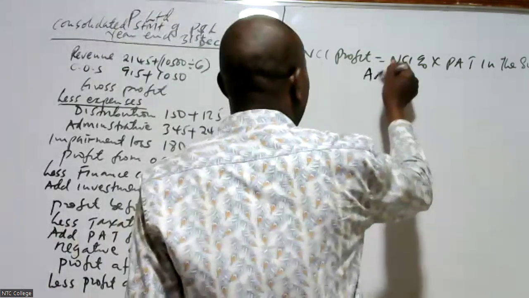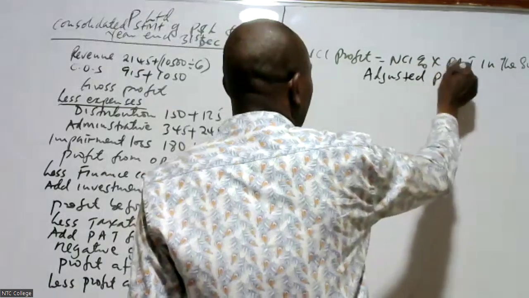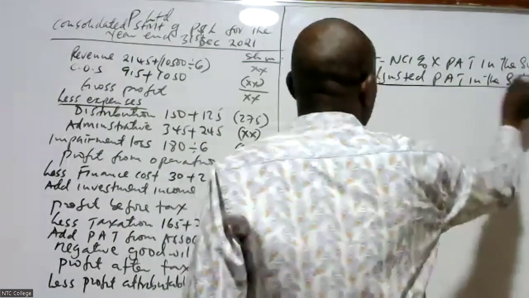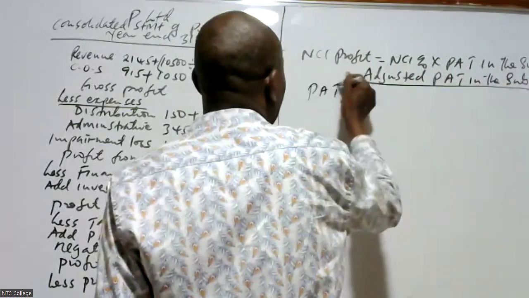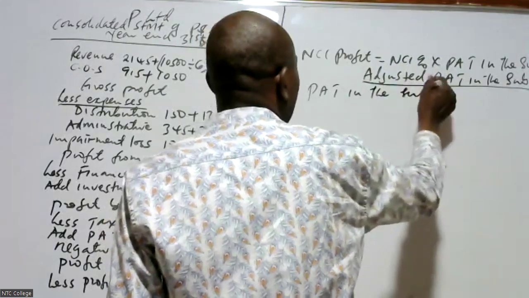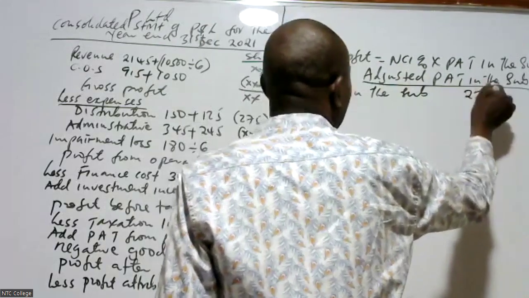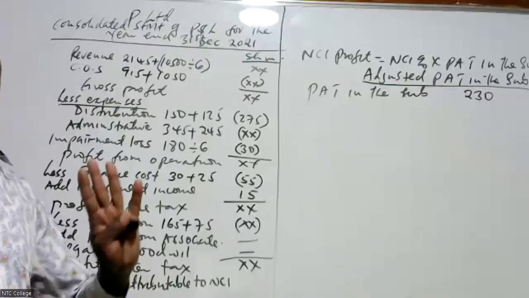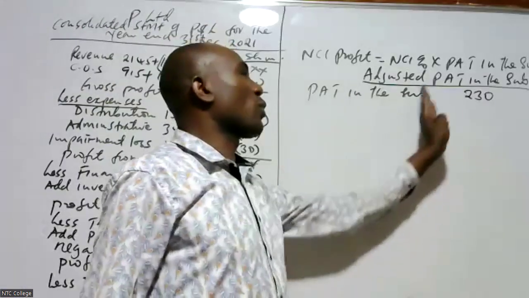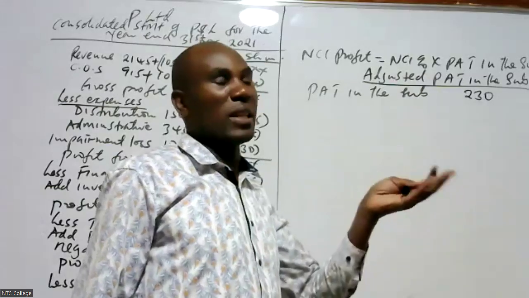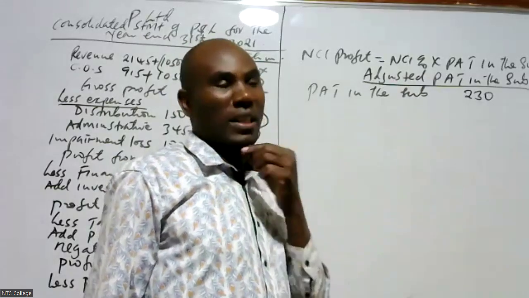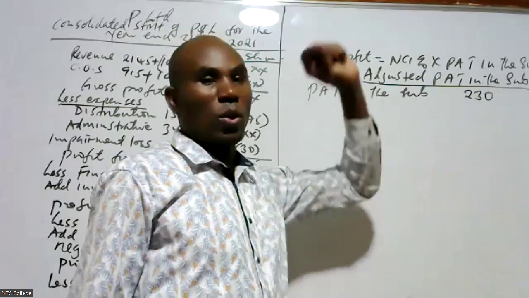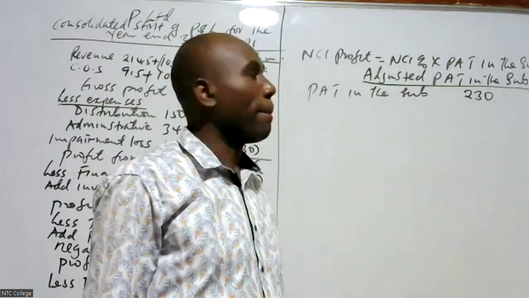Then we come to get adjusted profit after tax in the subsidiary. Here we get profit after tax in the subsidiary. Of course, this was 230. When you check in the previous questions we were doing, profit after tax we were apportioning on a time basis. This one we are not apportioning. Somebody may ask, why are we not apportioning? Because the subsidiary was there for the whole year.